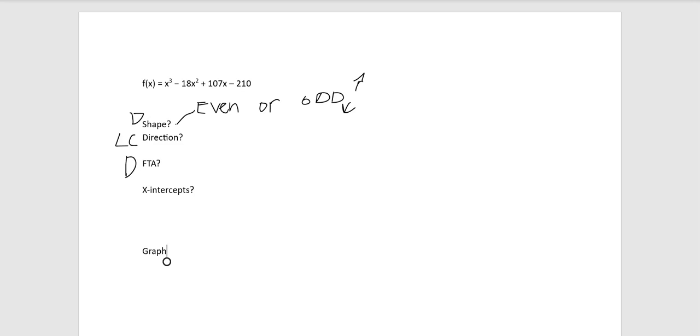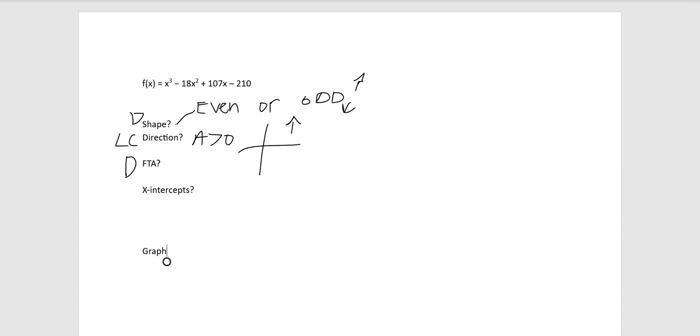So based on the leading coefficient, if the leading coefficient is positive, so we can also say A, if A is greater than 0, then we know that when we're graphing, the right side will point up. And if it's even, the left will do the same thing. But if it's odd, the left would do the opposite.